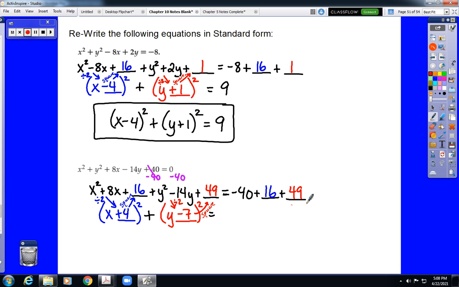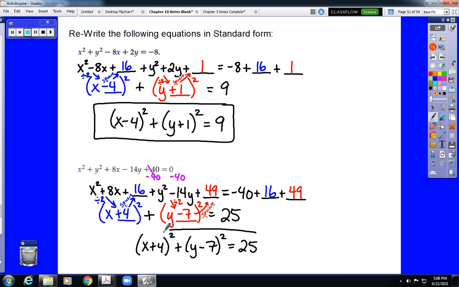Then we add these three numbers together. That would be 25. Negative 40 plus 16 is negative 24, plus 49 is positive 25. So again, we have completed the square, which gives us our standard form: x plus 4, quantity squared, plus y minus 7, quantity squared, equals 25.